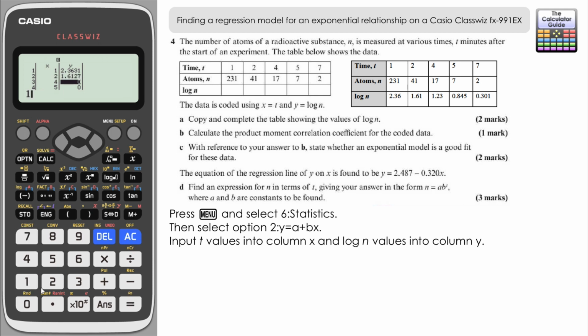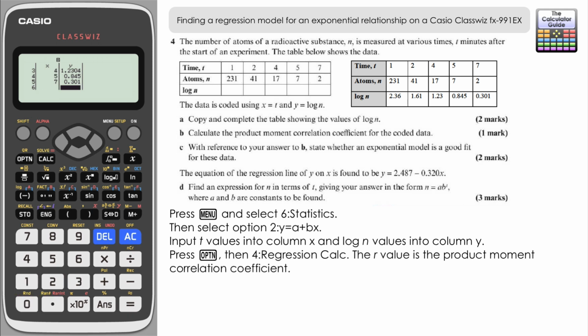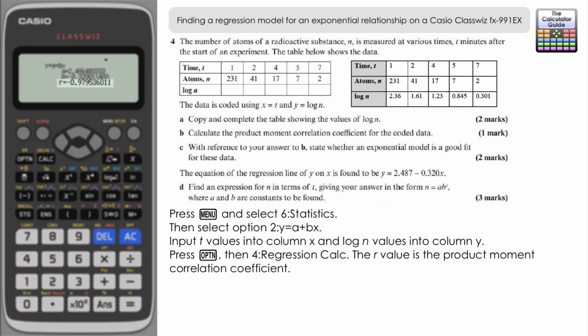Remember, if you have stored them, you can recall them at this point if you've stored them in the Classwiz memory instead. So let's just take a moment to do that accurately. Okay, once we are done, then we need to press option, and then we want to choose 4 for regression calc. And what we're interested in, in the first instance here, is this r value, which is the product moment correlation coefficient.